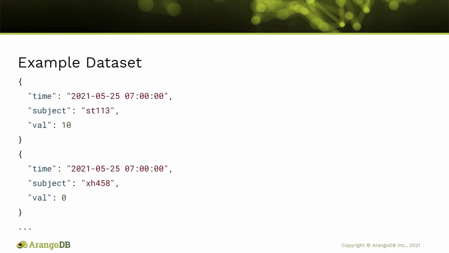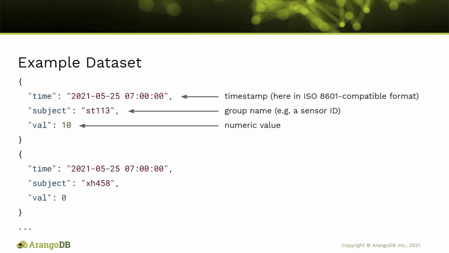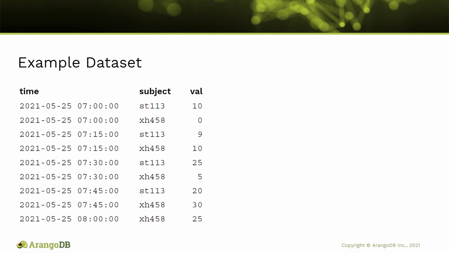We will use a minimal example dataset for illustration purposes here, and the documents look like this. They all have a timestamp, then there's a subject, which is sort of a group name, and then there's a numeric value. To make it easier to understand, we will look at this data in table form, where each row represents one document.